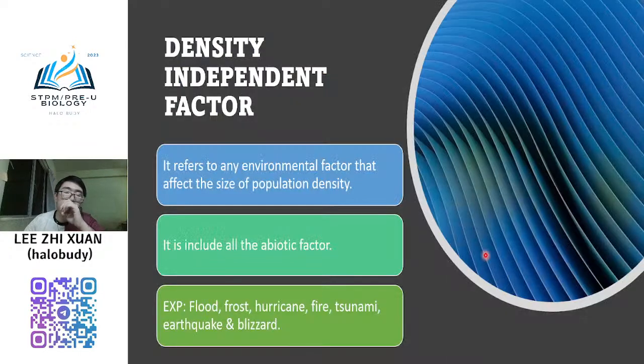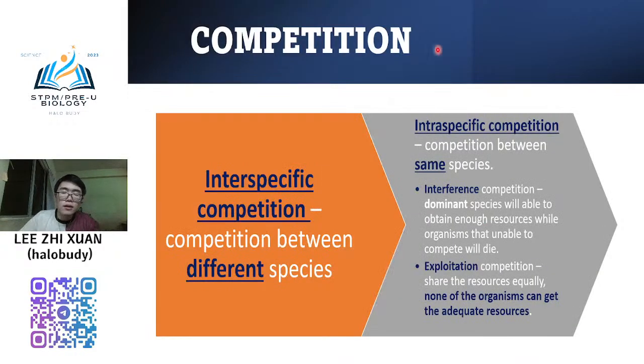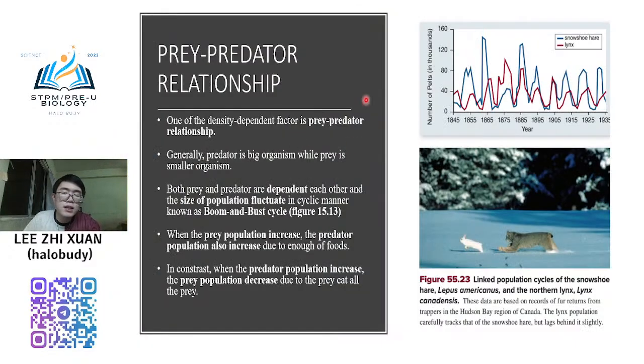Another factor is what we call density independent factor, meaning that it does not affect the population size because of environmental factors, which we humans cannot control. Humans cannot control these. But all these ones, humans can control. The organism can control itself. All these humans can control. I use human as the example.